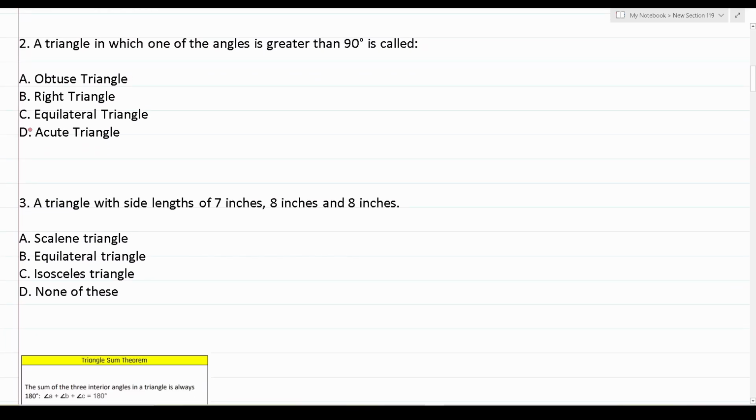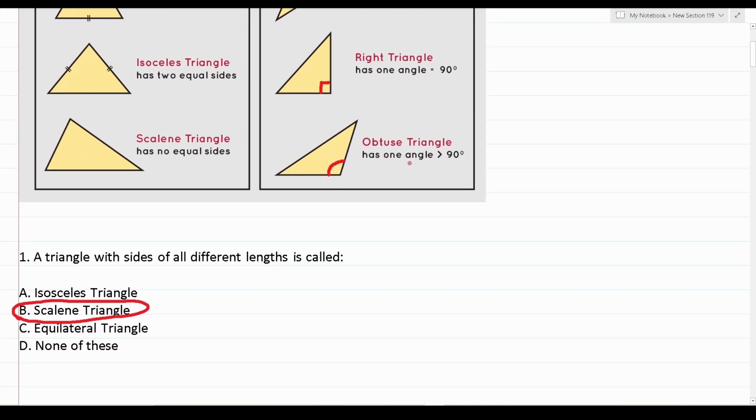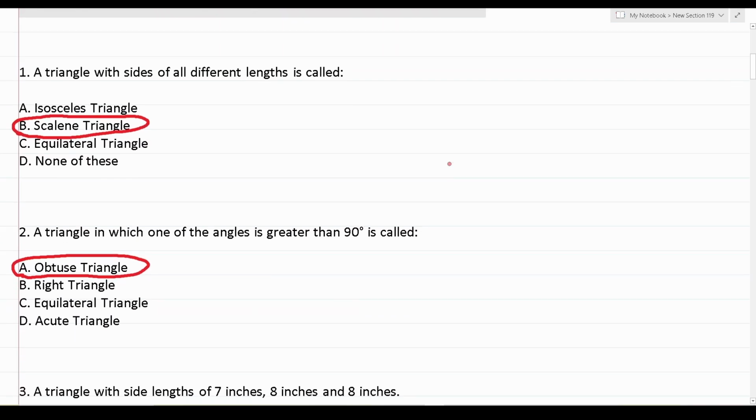Number 2 says a triangle in which one of the angles is greater than 90 degrees is called. You should know that a triangle with an angle that's greater than 90 degrees is called an obtuse triangle. And of course, you can see that definition right here. An obtuse triangle has one angle greater than 90 degrees.